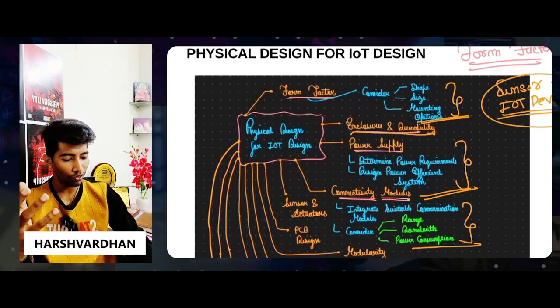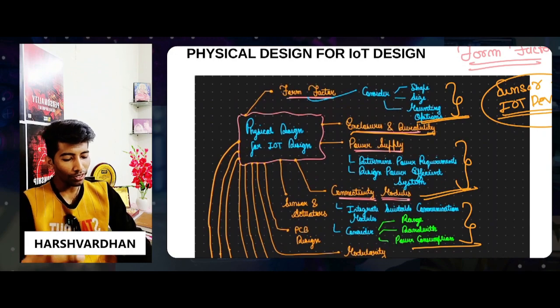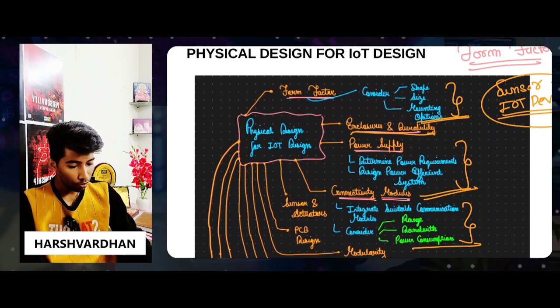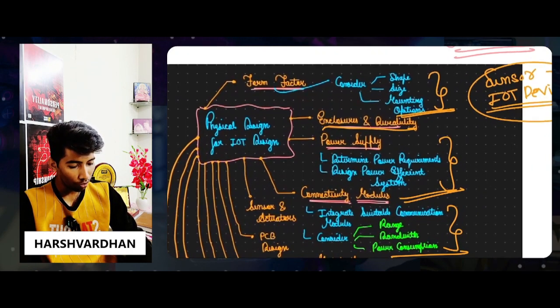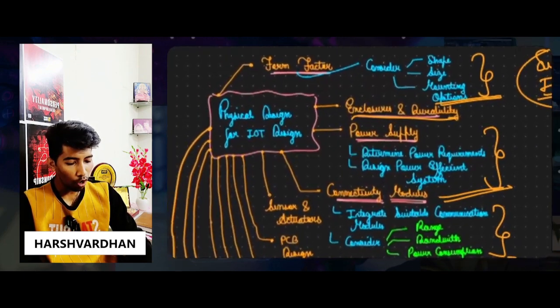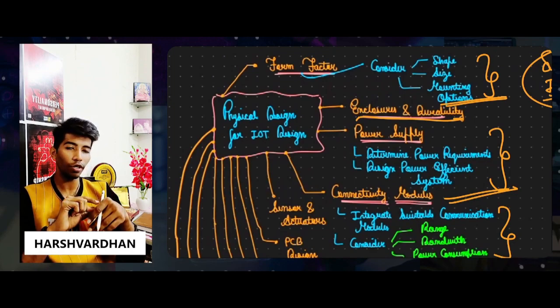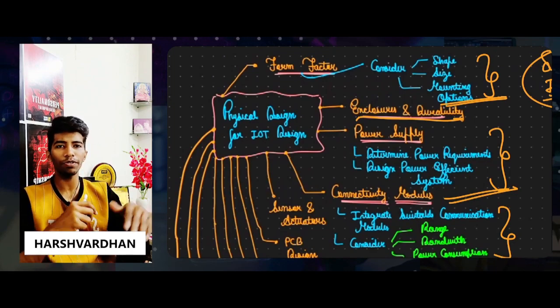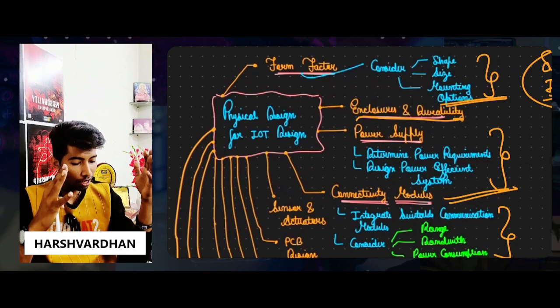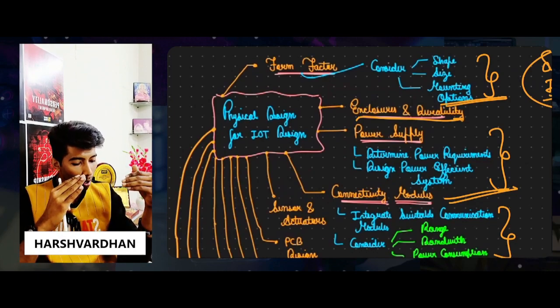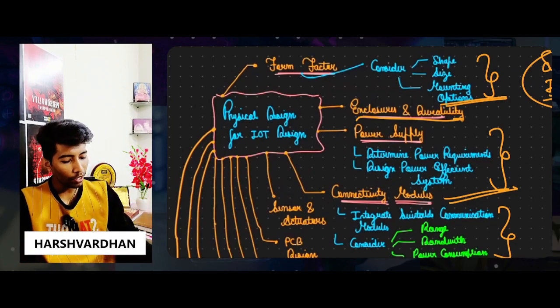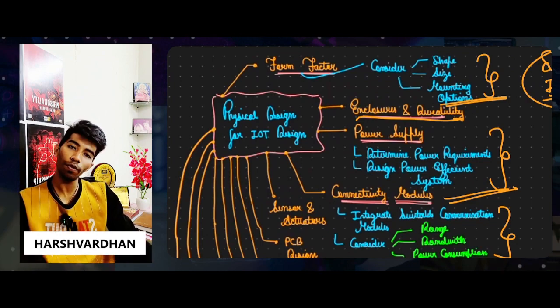The next thing is the physical devices for IoT design. What are the physical devices? Again, the first thing will be the form factor. Many people don't know what this is. It is for the sensors which you will be using. It can be the sensor shape, size, and monitoring capabilities, enclosures and durability, power supply, and power requirement designs. These are all part of the physical design.